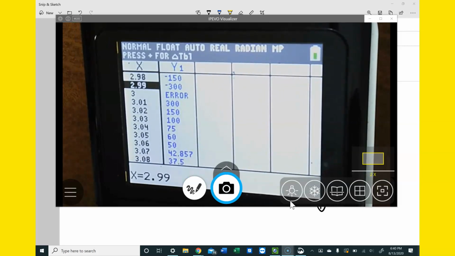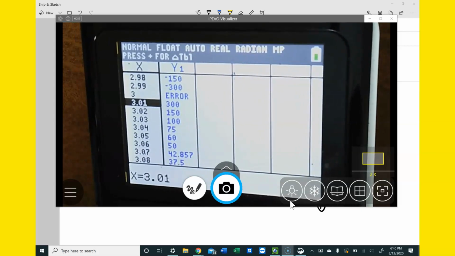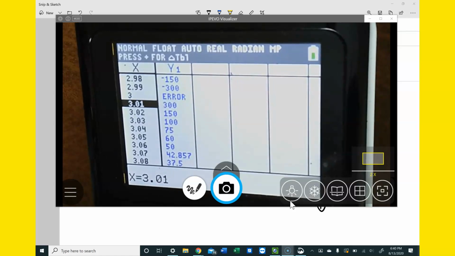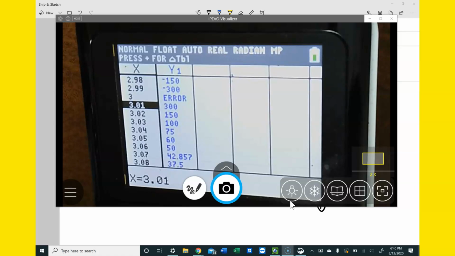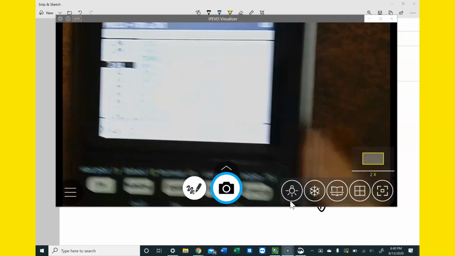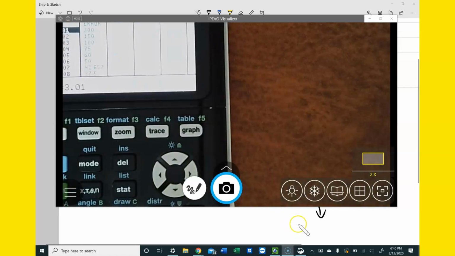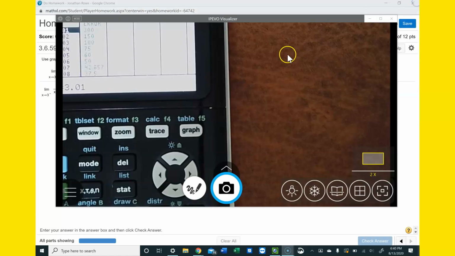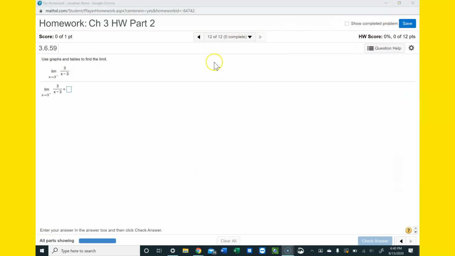Approaching 3 from the right, if we were doing it from the right, it would be 3.01, 3.02. We get a large positive number. And so the limit there, if it was a 3 plus, would be positive infinity. All right, regardless, the answer to this one is, as we said, negative infinity. And that takes care of all the problems in part 2 of chapter 3 homework. So good luck on those problems. See you next time.